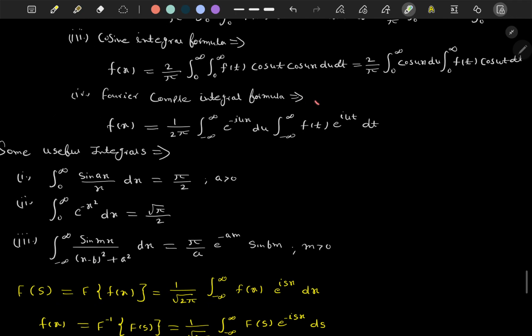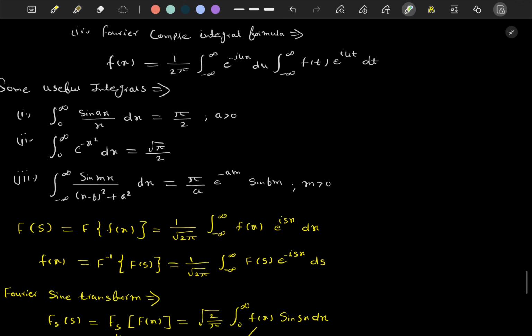For the complete integral formula, this is important, we have to remember that f of x equals, here it was 2 over pi, but here 1 over 2 pi, minus infinity to plus infinity, e raised to the power minus iota ux du, minus infinity to plus infinity f of t e raised to the power iota ut dt. Okay, function of t comes only once, whereas e raised to the power minus iota ux here and e raised to the power iota ut here.